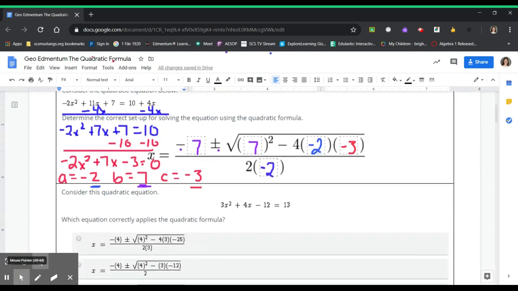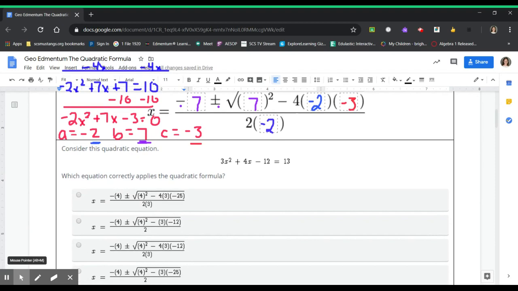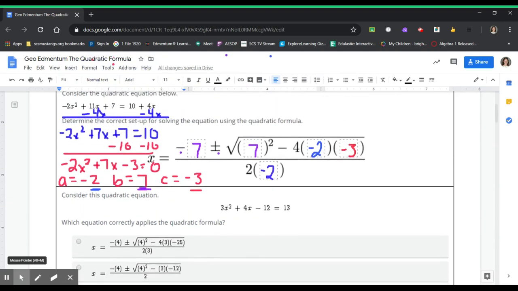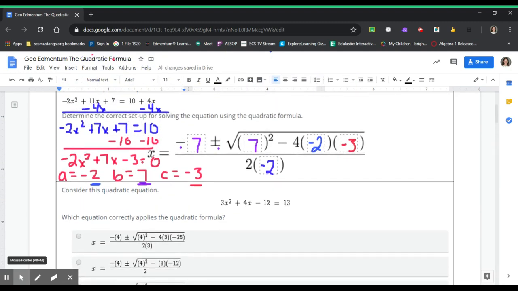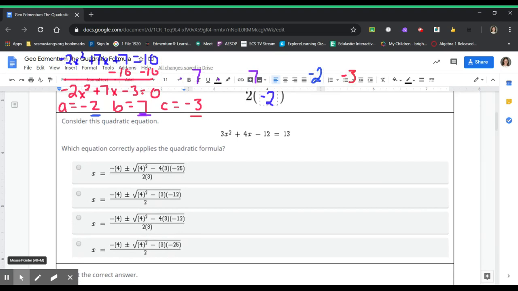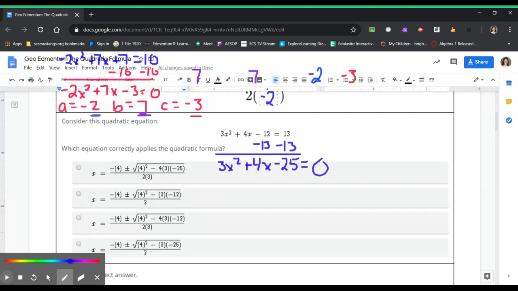All right, looking at the next one, consider this quadratic equation, which equation correctly applies the quadratic formula. So for this one, you're going to do the same exact thing that we did before. We're going to make sure that everything is set on one side of the equal sign and then plug the numbers in where they belong. Go ahead and pause that video, try that one out on your own, and see which one you think the answer is. And if you're stuck and looking for a hint, here's the first hint.